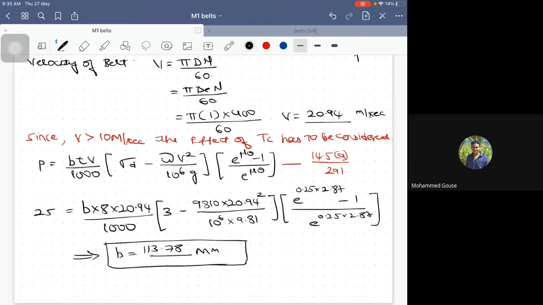113.78 mm. Very good. Now, whenever you have a width, you need to standardize it. For that, before I say the table name, please refer to your data handbook and let me know, is there any table through which I can standardize the value of B, that is the width of the belt? Please check and let me know. Refer to your data handbook, all of you. Those who have the soft copy can also refer to it.